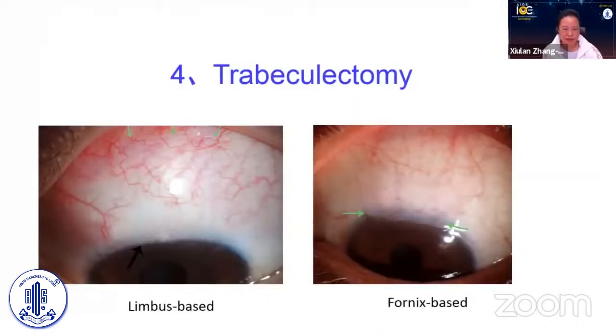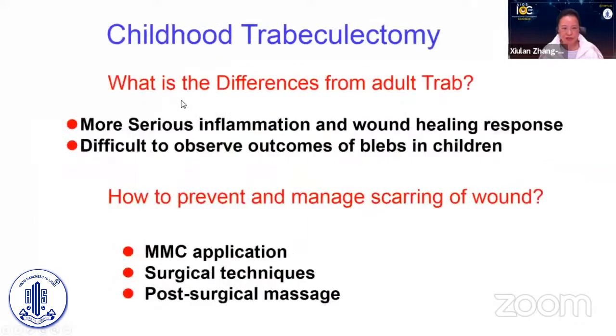Children's trabeculectomy is more challenging than the adult, no matter limbus-based or fornix-based conjunctival incision, to form a functional filtering bleb. But what is the difference from an adult? More serious inflammation and wound healing response, and it is difficult to observe the outcome of the bleb in children.